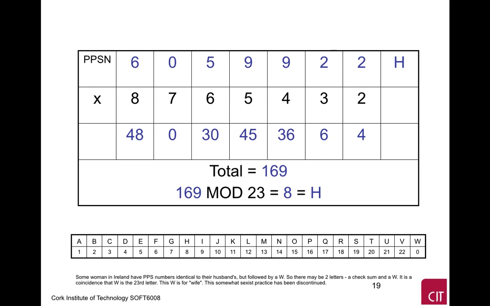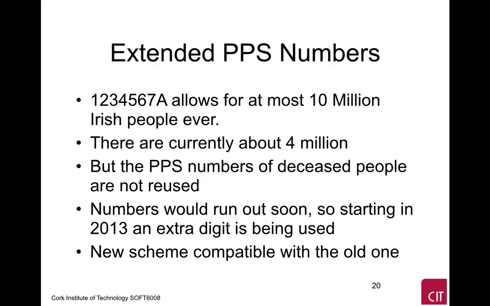Now, if you have 1, 2, 3, 4, 5, 6, 7, A, that only allows for at most 10 million Irish people ever. Now, there's only about 5 million of us at any one time on a good day, about 4 million, 5 million. People in Northern Ireland wouldn't be getting Irish PPS numbers, so it's really even less than 4 million, maybe 4. But of course, we don't reuse the numbers of dead people. So you could probably do some maths about how many people are born every year in Ireland and figure out when you'd eventually run out of numbers. But eventually, anyway, we would have run out.